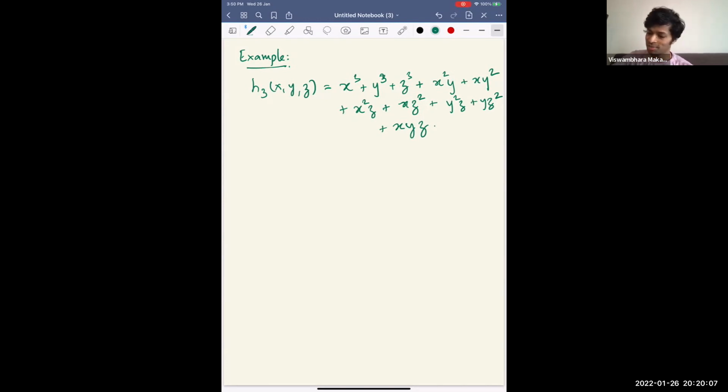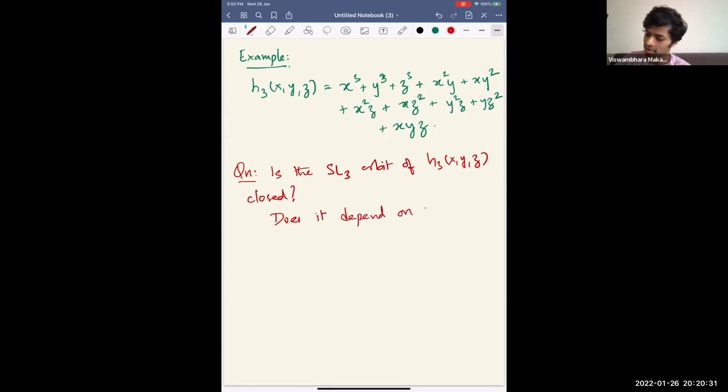Here's a bunch of questions that I have for you, and maybe you know how to guess this, maybe you know how to not guess this. Is the SL3 orbit of this polynomial closed? Does it depend on characteristic? For the rest of the talk, the characteristic of the field, I'm just going to call p. It's going to remain there. I don't want to keep writing characteristic all over again.